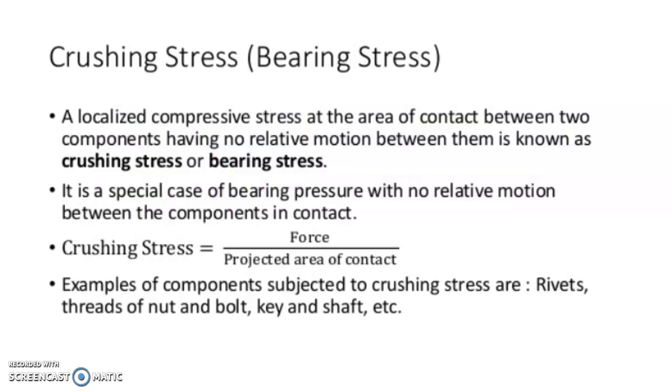The next one is crushing stress. We can generally call it bearing stress. A localized compressive stress at the area of contact between two components having no relative motion between them is known as crushing stress or bearing stress. It is a special case of bearing pressure with no relative motion between components in contact. Crushing stress is equal to force divided by projected area. Generally, it happens in rivets, nut and bolt, key and shaft, etc.